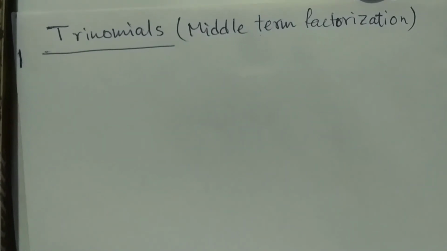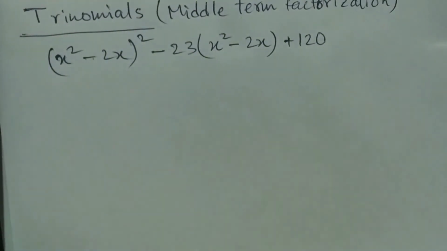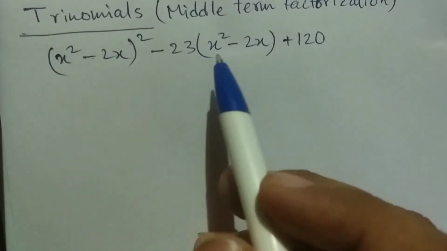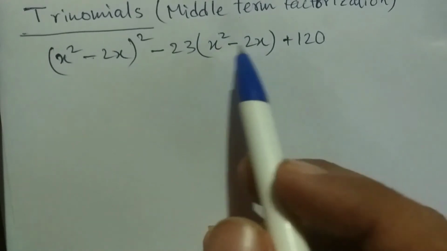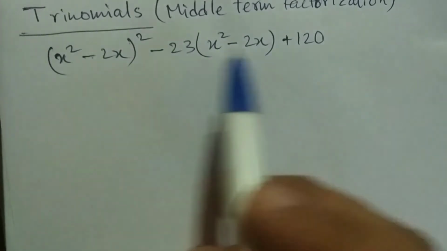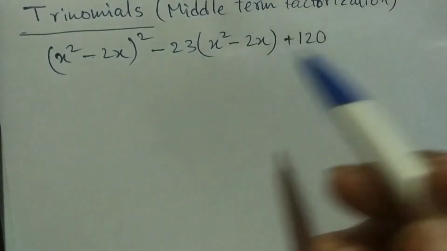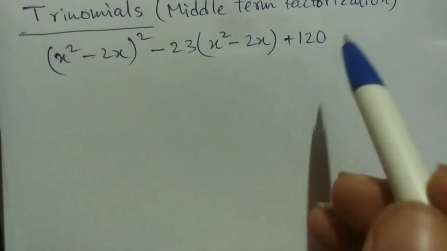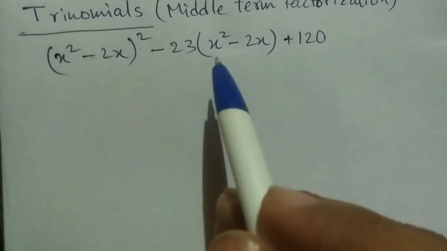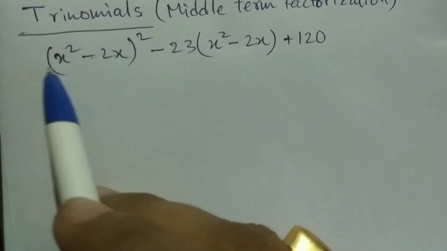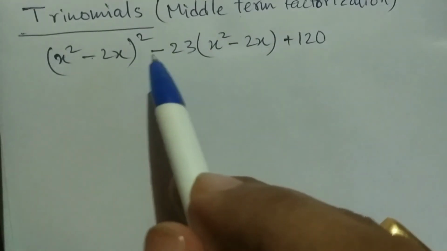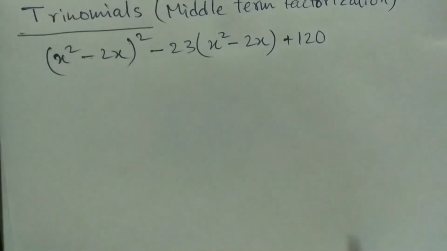So here we will show you one example so that it will be clear. Now you can see x square minus 2x is common in both the terms. Here we are not going to take this x square minus 2x as a common term and factorize, because it will not be helpful. So here you can see it is a trinomial. Trinomial means it is related to 3 terms. Here this is 1 term, this is another term, and this is the third term, and they are separated by minus or plus signs.